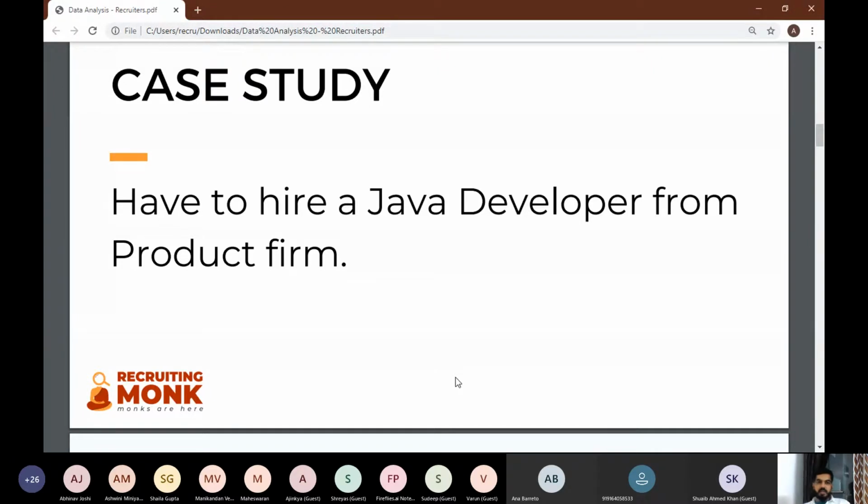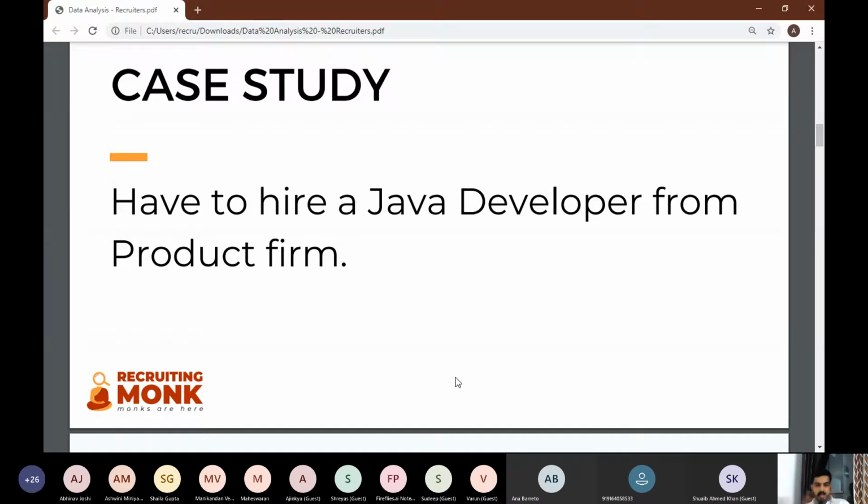Okay, so here's a case study. We'll take this case study and then we'll drill it down slowly, so that it becomes easy to understand what is being conveyed in terms of analyzing data sets. Okay, so the case study is like this. Let's say you have to hire a Java developer from product firms, right? Basically, you have to hire Java developers from product firms. You are probably hiring for a product firm, a high-end product firm, right?